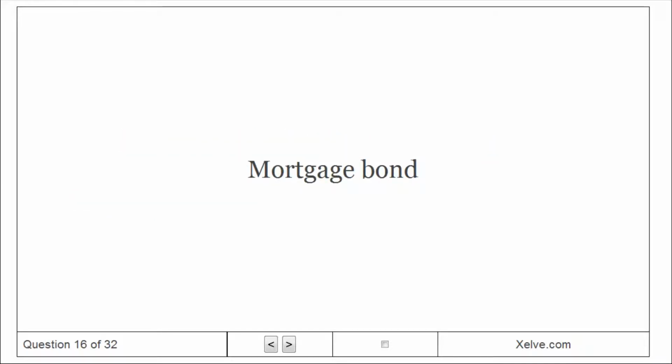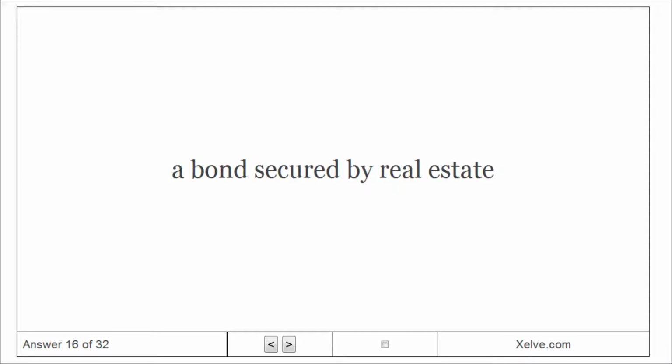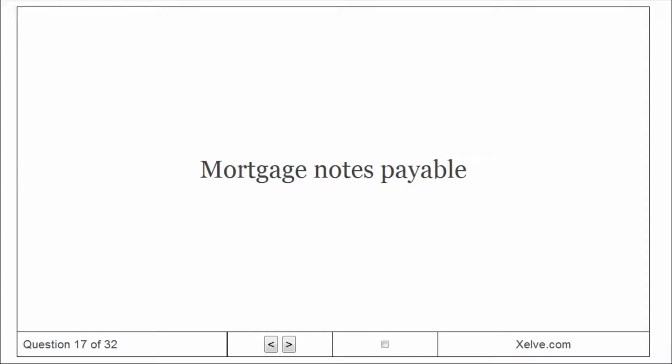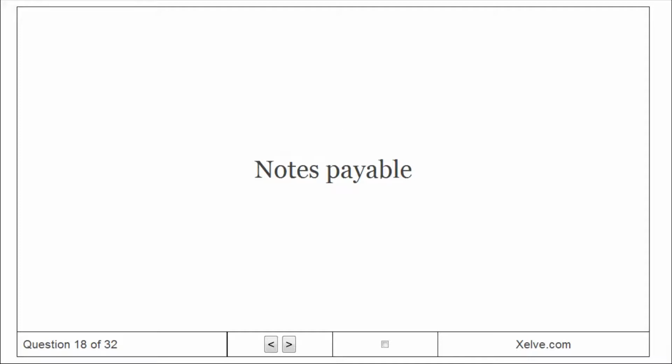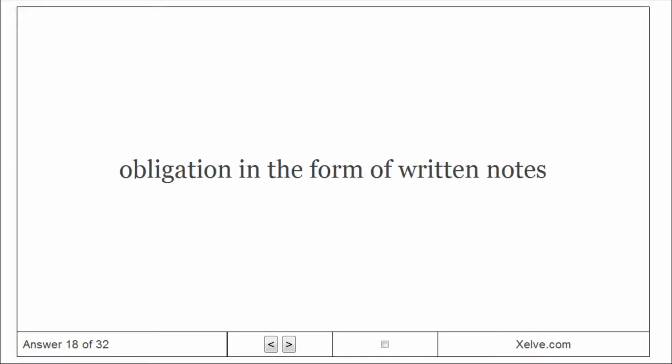Mortgage bond. A bond secured by real estate. Mortgage notes payable. A long-term note secured by a mortgage that pledges title to a specific asset as security for a loan. Notes payable. Obligation in the form of written notes.